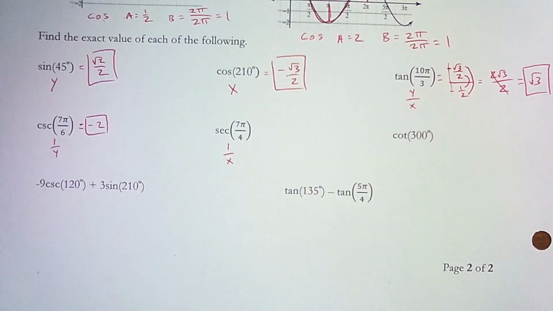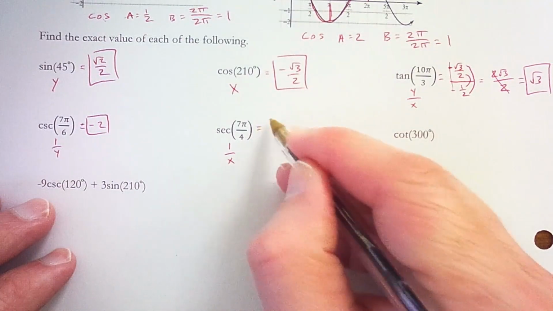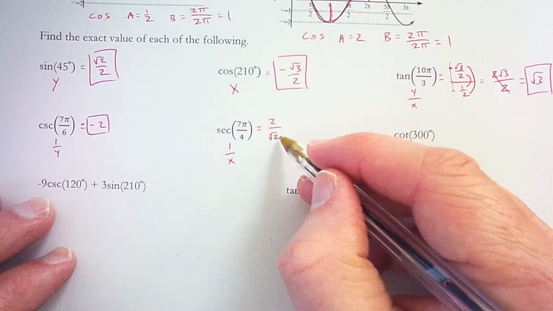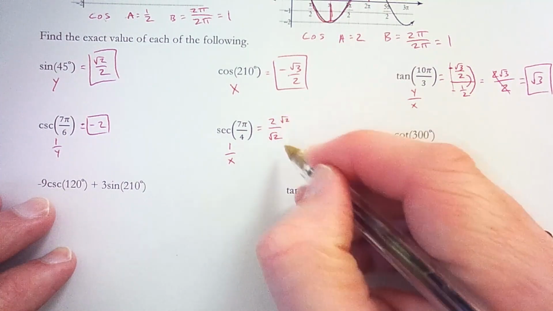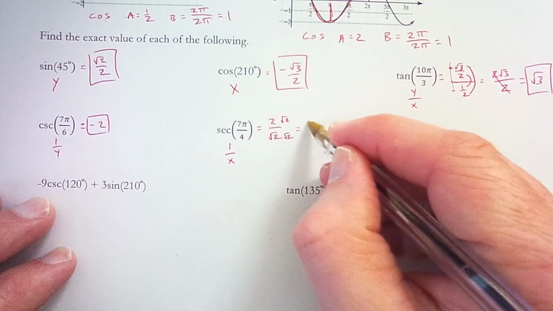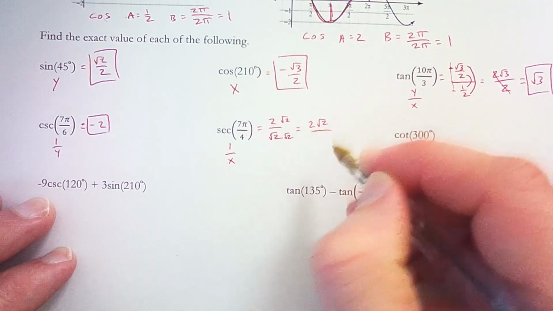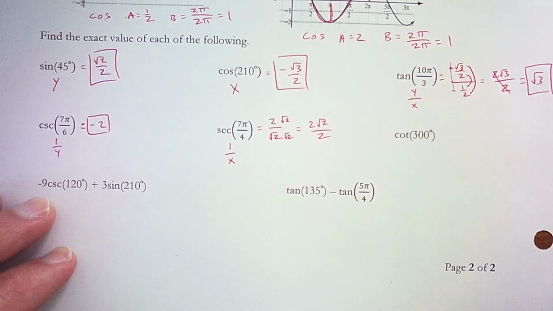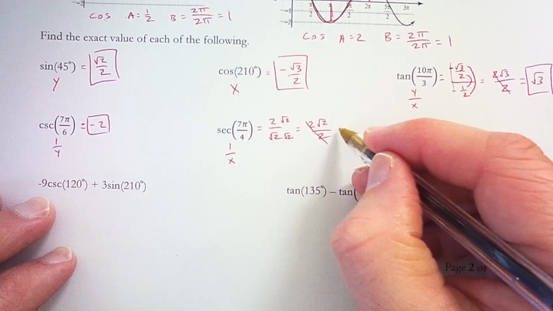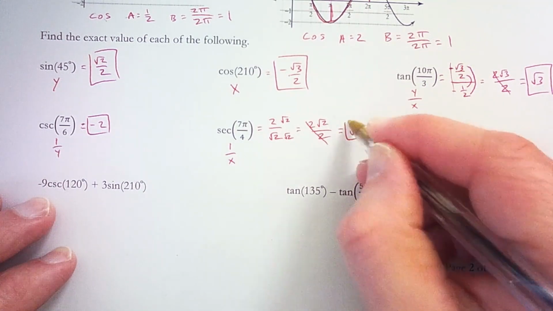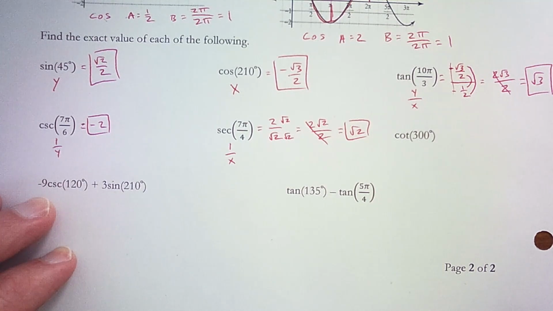So when we flip that upside down for the reciprocal, we get 2 over the square root of 2. Now we can't leave a radical in the denominator, so we'll multiply by square root of 2 in the numerator and denominator. And we'll get 2 times the square root of 2 over, and then square root of 2 times square root of 2 is 2, and these 2's cancel. So we have the square root of 2 as our final answer.